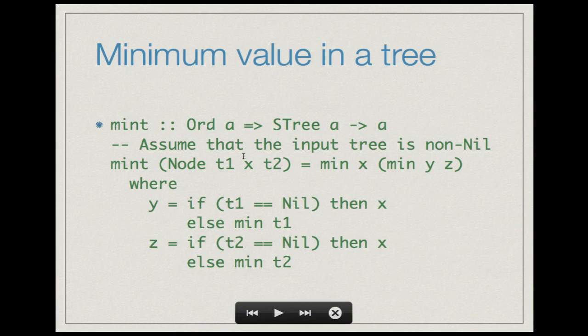Symmetrically, you can define the minimum value in a tree also. Min t, which is a function with signature Ord a implies STree a arrow a. Again, we assume that the input tree is non-null. Min t of node t1 x t2 equals min of x and min of y z. The minimum of these three values, where y is x in case t1 is null, otherwise it is min t of t1, and z is x in case t2 is nil, otherwise it's min t of t2.